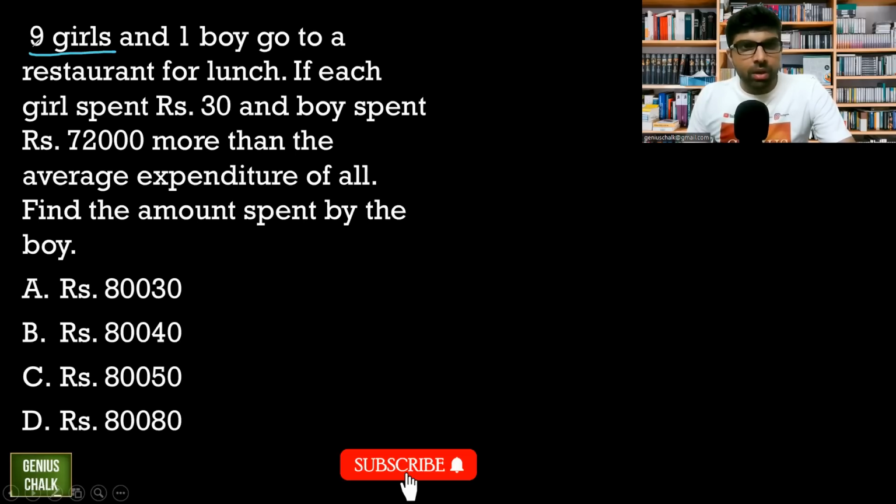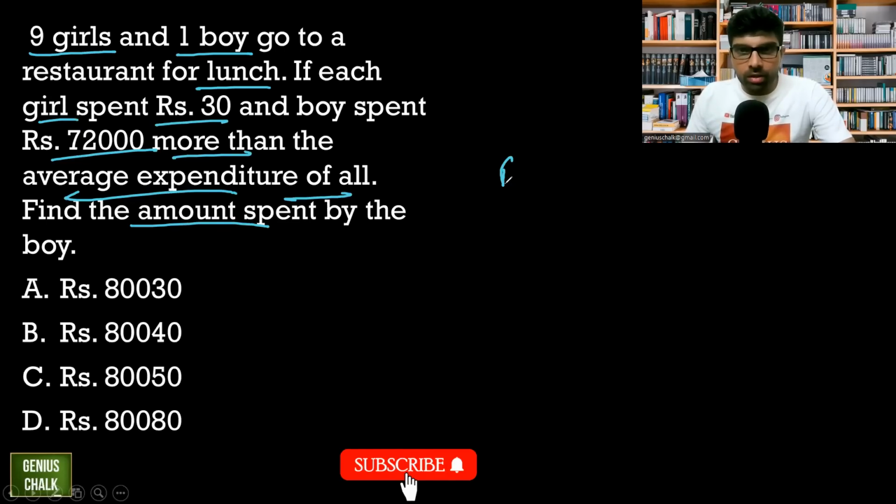So 9 girls and 1 boy go to a restaurant for lunch. Each girl spent 30 rupees. Boy spent this much more than the average expenditure of all. Find the amount spent by boy. So this question I will solve using the allegation. Number of boys 1, number of girls are 9. Each girl spent rupees 30. And we have to find actually amount spent by the boy. Let's take it as X.